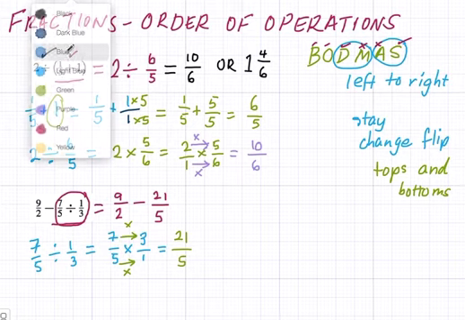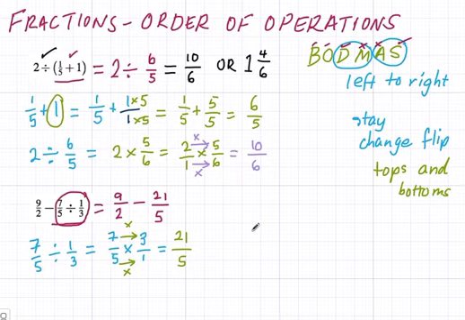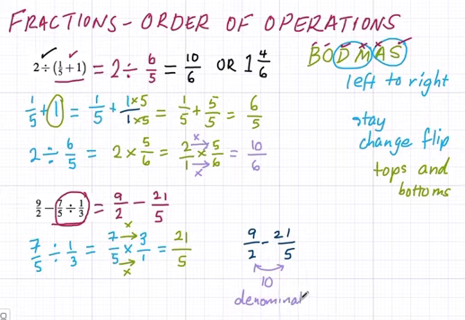So I'll do this in a different colour, just over here. So we've got 9/2, take away 21/5. Now looking at the bottom here, we know that we want to have the same denominator. And that same denominator is going to be if you multiply these together. So multiplying the 2 and the 5 gives me 10. So that's going to be my new denominator. Okay, remember that multiplying those two together is what gives you that new denominator.